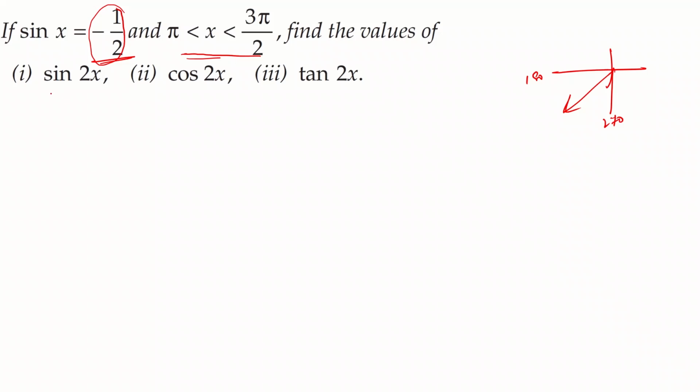Now they ask us to find out the value of sine 2x. Okay, so let's start with the formula. We know that sine 2x is 2 sine x cos x. Just in place of a we are having x, nothing to worry about here. Sine 2a is 2 sine a cos a, so sine 2x is 2 sine x cos x. All you have to remember is to take this 2 outside and halve the angle.